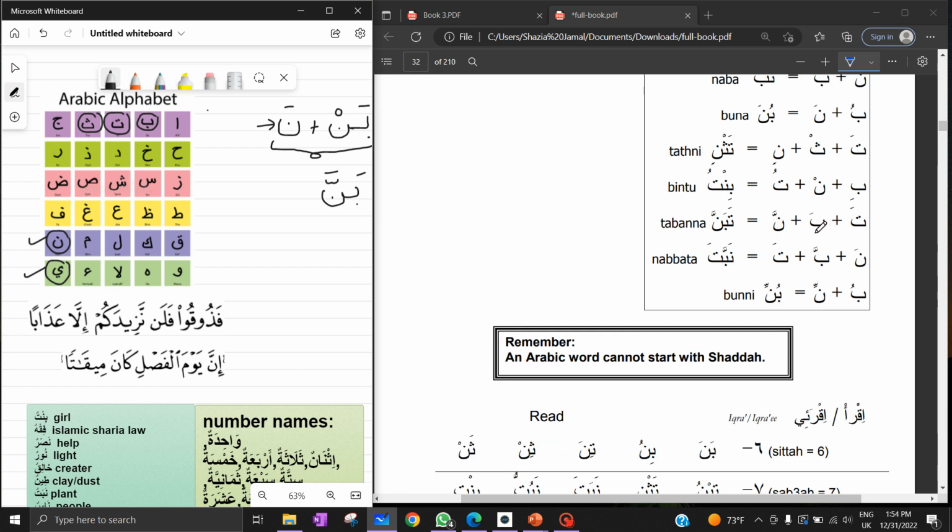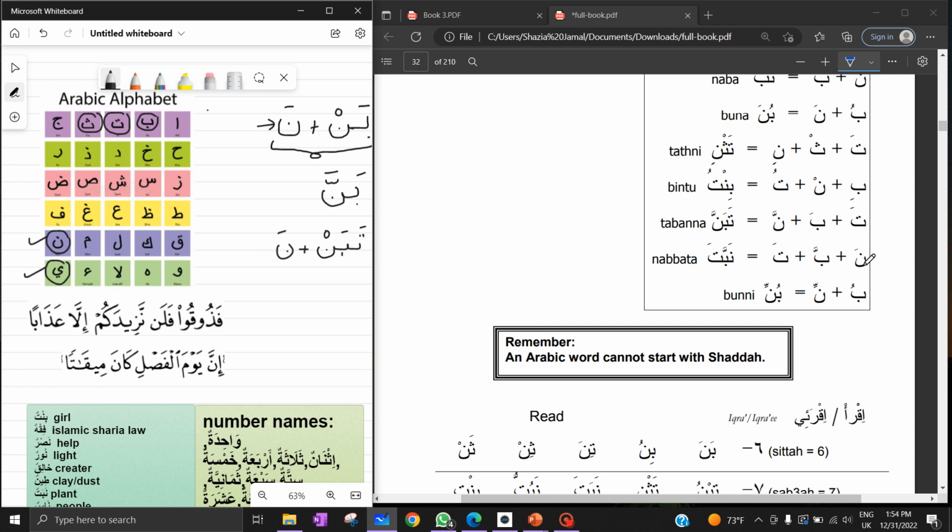Then ta fatha ba fatha noon shadda and fatha, ta ban na. How will you break down this word? As ta, ba and noon. Ta, ba, noon sukun, and there will be another noon with fatha, taban na.